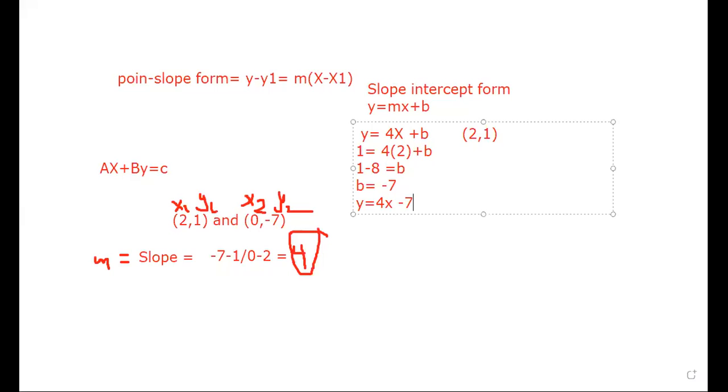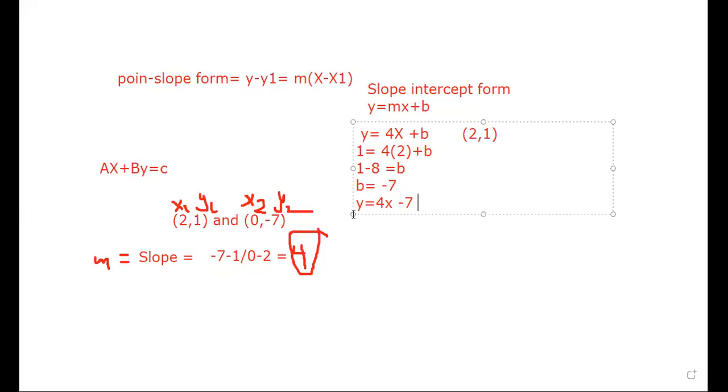Okay? And don't forget, because this is a common error that sometimes happens with students: they found the value of b and the value of m, and they didn't go back to the original equation to show us the answer for the equation. So this one now will be y equal 4x minus 7. So this is the answer for question number 7.